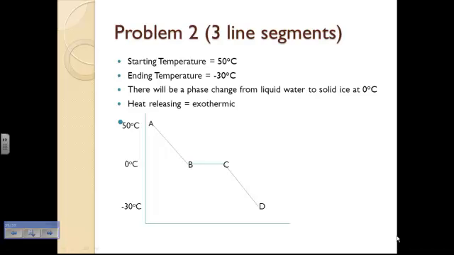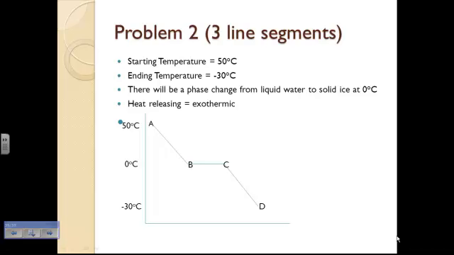Line segment BC is flatlined. This is where liquid water solidifies. Label that delta H of fusion. At point B, it's all liquid, but by point C, it's now solid ice at 0 degrees. Once the ice is formed, we take away even more heat energy and cool the ice from 0 to negative 30 degrees.